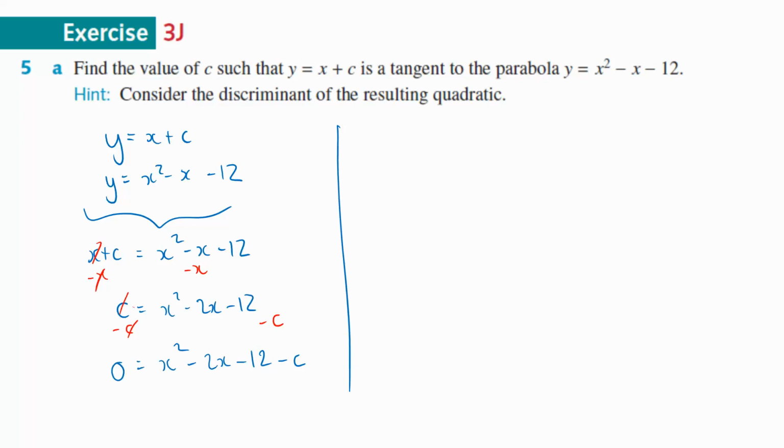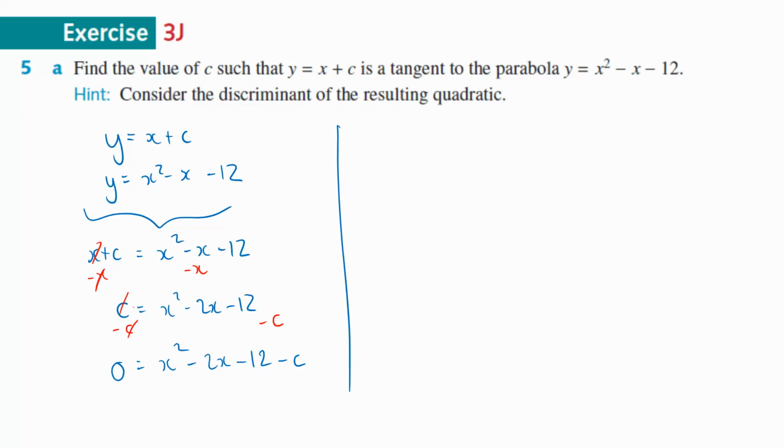Now you get up to this step here. This is not nice because we don't know how to factorize it, true? This is a problem because I don't know what the factors of negative 12 minus c are. Unlike before, you were able to factorize this and then solve. So what do you do now?